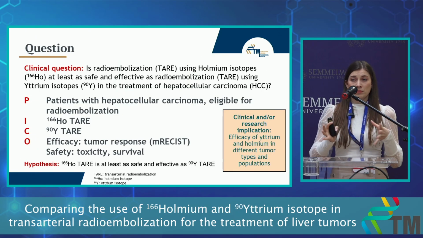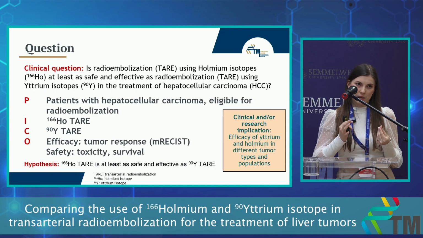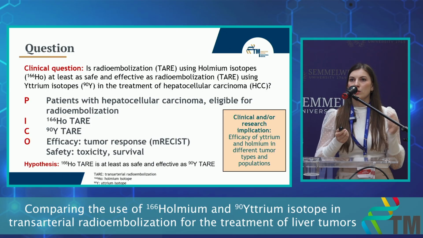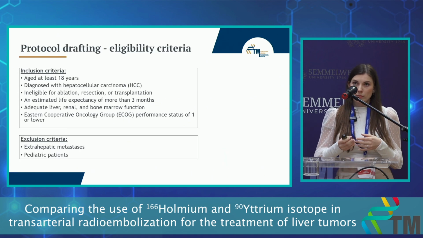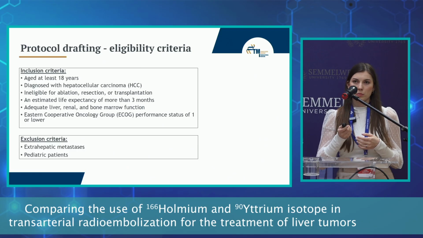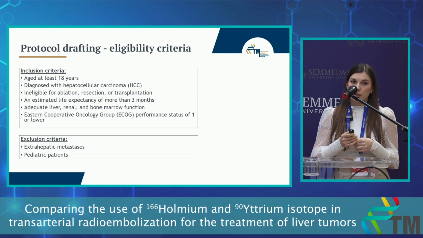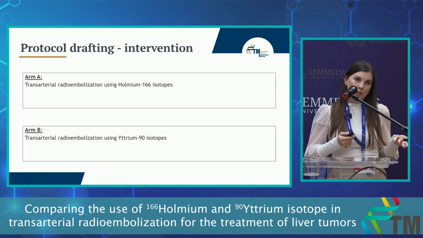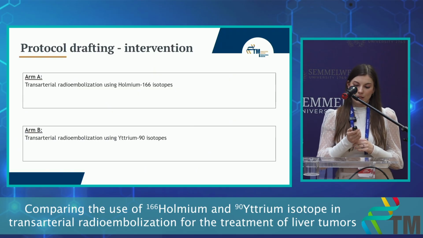So we designed a randomized controlled trial with a more current patient population than our meta-analysis, with the same outcomes as our meta-analysis, comparing holmium radioembolization with yttrium radioembolization. We would like to include adult patients with only hepatocellular carcinoma, and we would like to exclude patients with extrahepatic metastasis to reduce confounding. Arm A of the intervention is radioembolization using holmium isotopes, and arm B is radioembolization using yttrium isotopes.